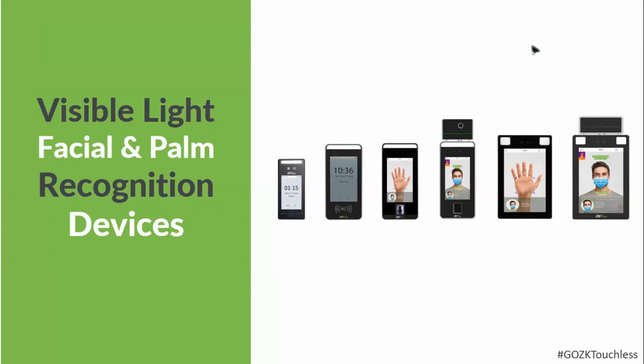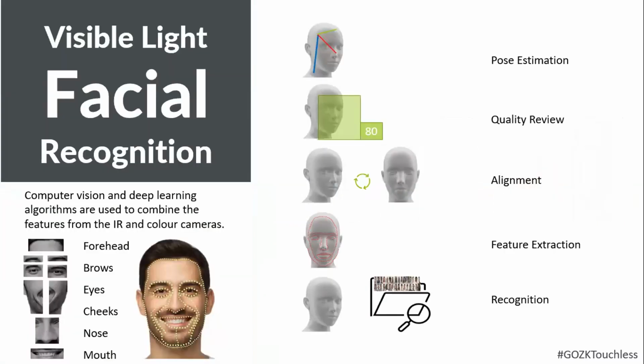With these visible light recognition devices, as you can see from left to right, we go from the smallest to the biggest. The first reader will be the SpeedFace Mini, known as the SpeedFace V4L. The visible light recognition uses two cameras, the infrared camera and the color camera. This is how the reader is able to recognize or extract the features on your face, focusing on your forehead, eyebrows, eyes, cheeks, nose, and mouth.